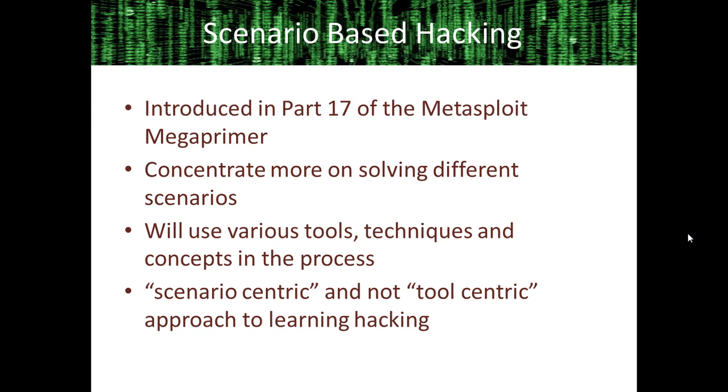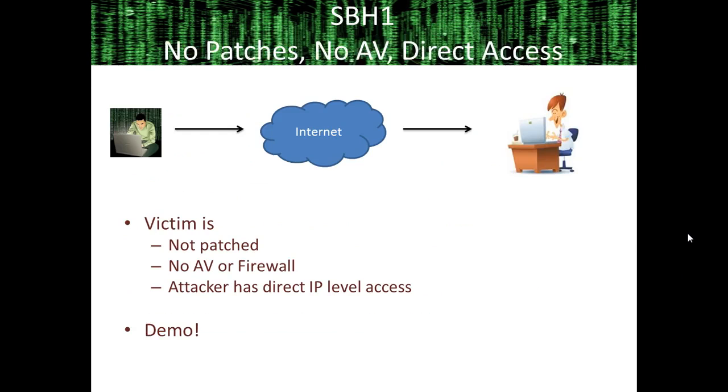So let us take up the very first scenario, which of course has to be the simplest one. As we already mentioned, we'll slowly graduate to more difficult levels. So in scenario-based hacking part 1, or SBH1, the victim has no patches installed, no AV, there is no firewall, no NATing device in front, and the attacker has direct IP level access to the victim.